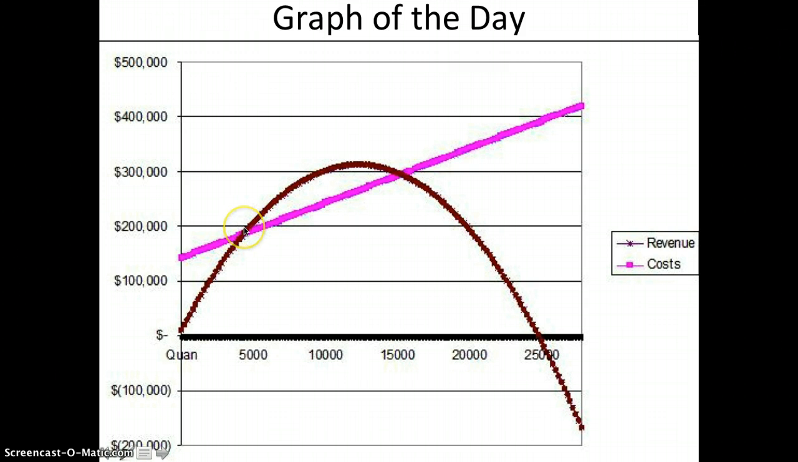Now, these points of intersection represent the places where revenue and cost are equal. That means that all the money that you're spending is equal to all the money that's coming in. So if your revenue equals cost, what does that mean about your profit? Revenue equals cost. What does that mean about your profit? I want you to think about that.